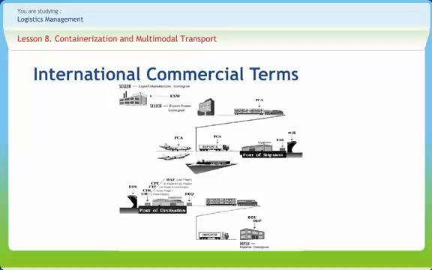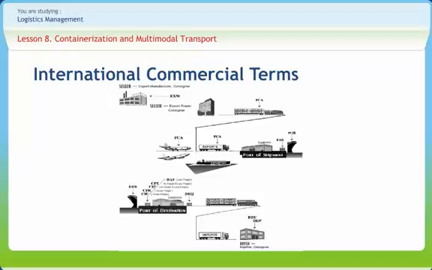EXW stands for Ex-Works. FCA means free carrier. FAS stands for free alongside ship. FOB means free on board. CFR stands for cost and freight. CIF stands for cost, insurance and freight. CPT means carriage paid to. CIP means carriage and insurance paid to.